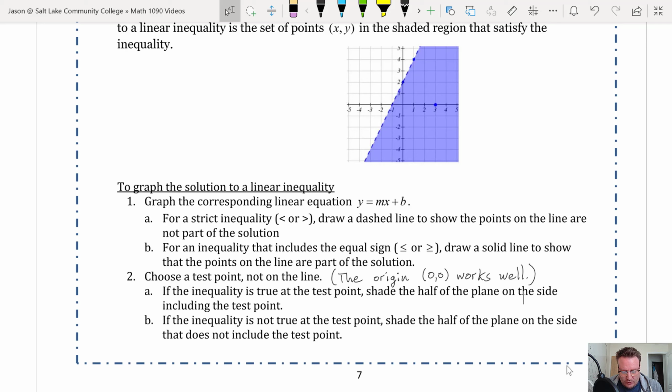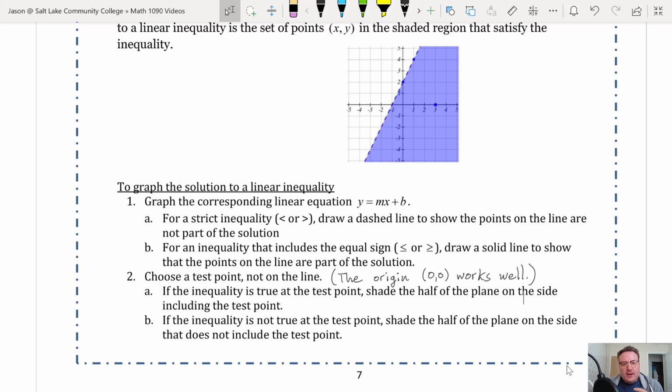To graph the solution to a linear inequality, first you graph the corresponding linear equation. If you have a strict inequality, we draw a dashed line to indicate that the points on the line are not part of the solution set. If you have an inequality that includes the equal sign, a non-strict inequality like less than or equal to or greater than or equal to, then we draw a solid line to indicate that the points on the line are part of the solution set.